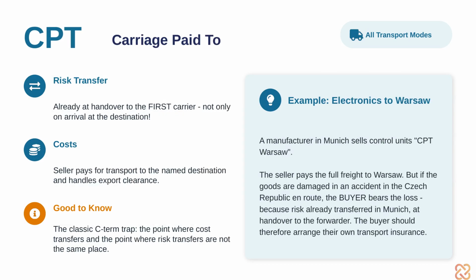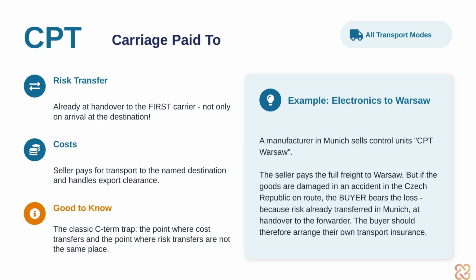CPT, carriage paid to, is our first C term. With this one, we enter the territory of the well-known trap. The seller pays for transport to the named destination and handles export clearance, but risk passes much earlier, namely at handover to the first carrier, not only on arrival.